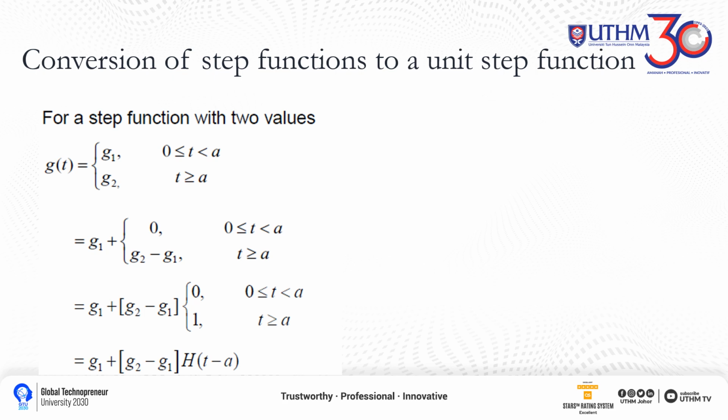Here is the working step with two values. Let's say g(t) equals g1 for t more than or equal to 0 and less than a, and g2 for t more than or equal to a. So the unit step function is g1 plus g2 minus g1 multiplied with u(t minus a).